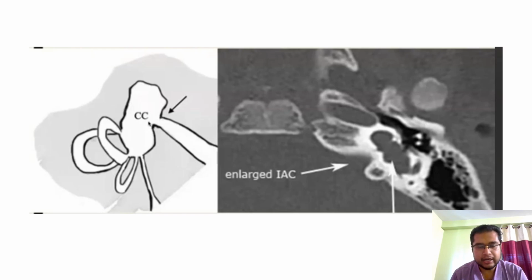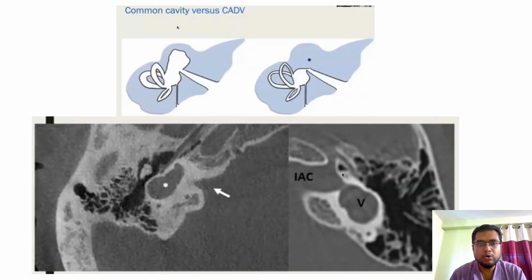So again, this is a diagrammatic representation of a common cavity. As we can see, there is a common cavity. There is no differentiation between cochlea and the vestibule. And this is the internal acoustic meatus, a dilated, enlarged internal acoustic canal. Now how do we differentiate between a common cavity and cochlear aplasia with dilated vestibule? Cochlear aplasia is commonly associated with dilated vestibule. So how do we differentiate between a common cavity and CADV?